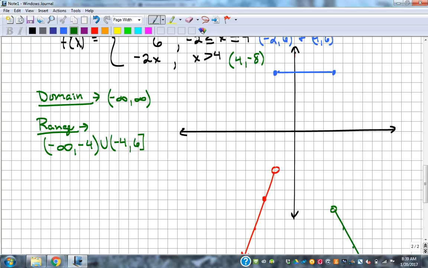All right. Now let's look at intercepts. Some of these special characteristics of regular functions we can find with piecewise as well. So let's look at intercepts.